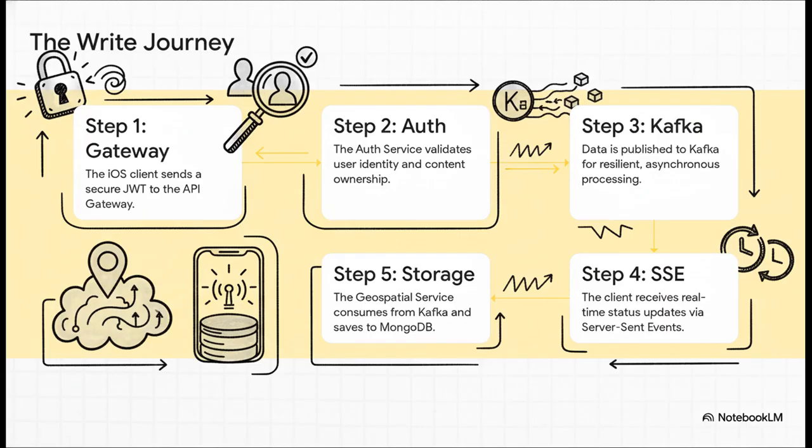In step 3, the data isn't saved directly. Nope, it gets published to Apache Kafka. That's a messaging system that makes sure the data won't get lost, even if other parts of the system are swamped. And while all that's happening in the background, the app is getting these little status updates so the user sees progress instead of just staring at a loading spinner. Finally, a dedicated geospatial service grabs the data from Kafka and saves it for real.